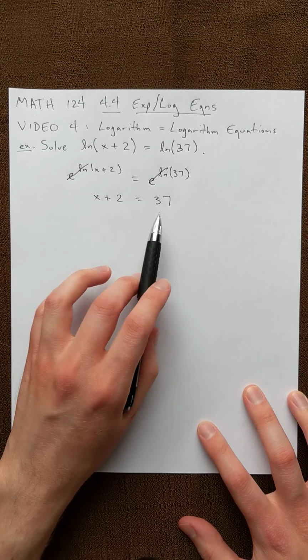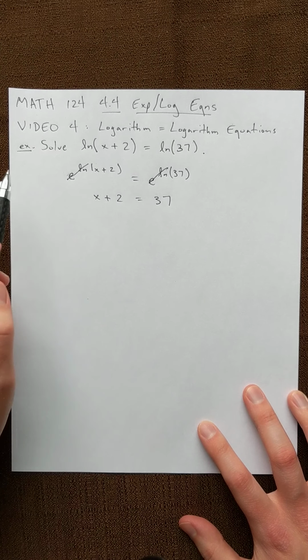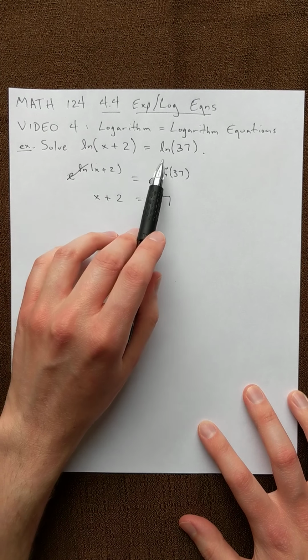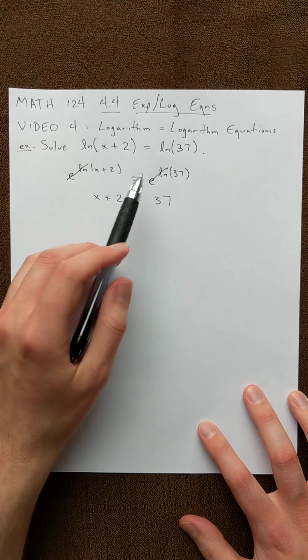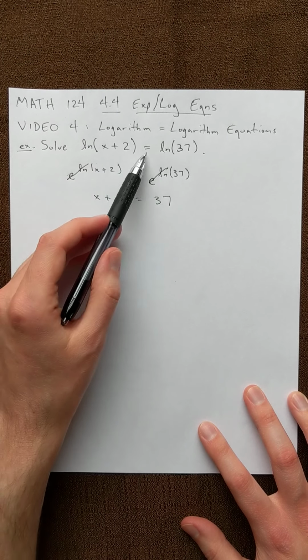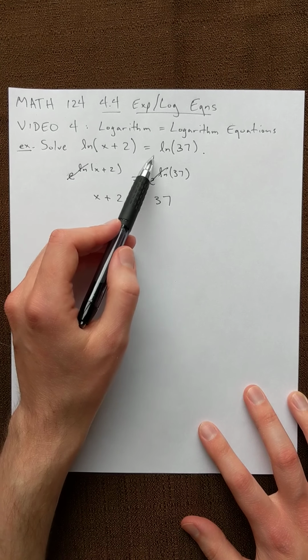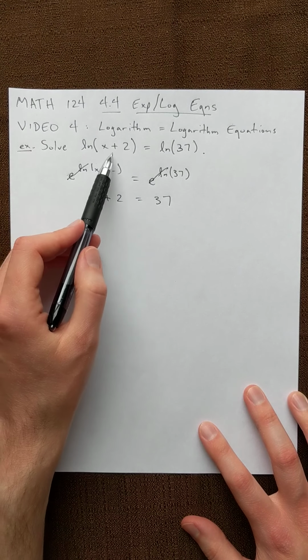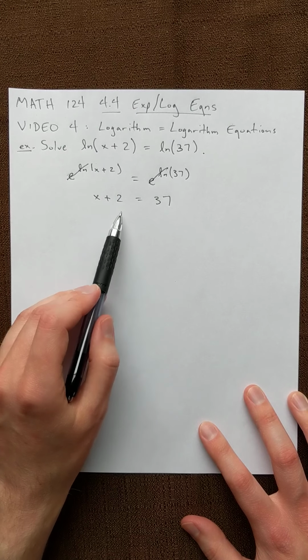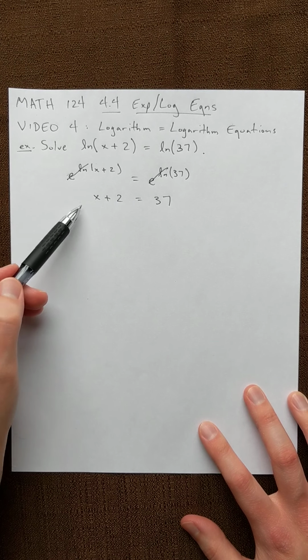Let's take a step back though. There's actually an easier way we can think about this. If we have log of one number equal to log of another number, we could have just gone straight from here to here by saying, well, the only way for log of x plus 2 to be the same as log of 37 is if x plus 2 is actually 37. So theoretically, we could have jumped this middle step.